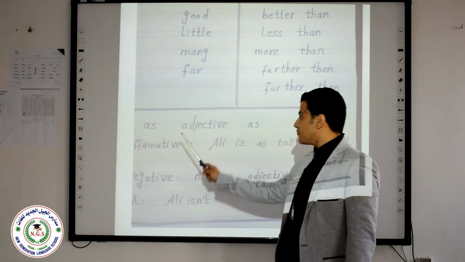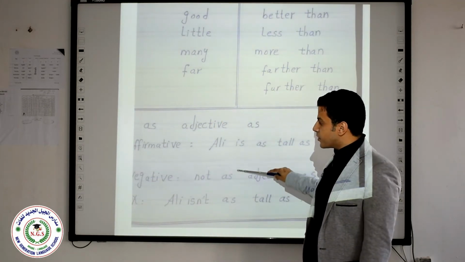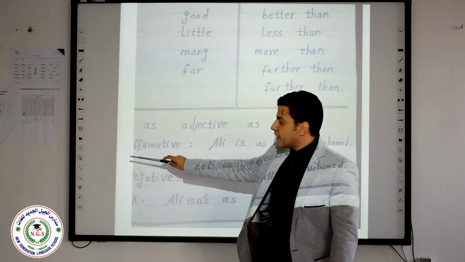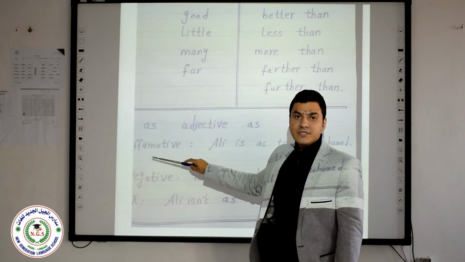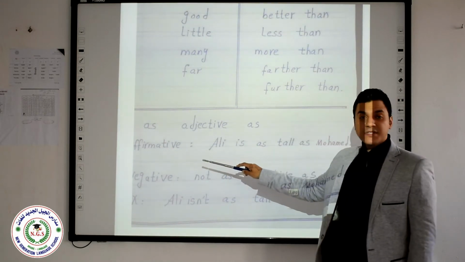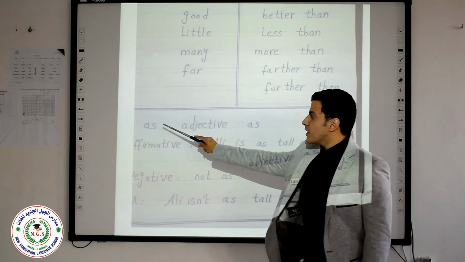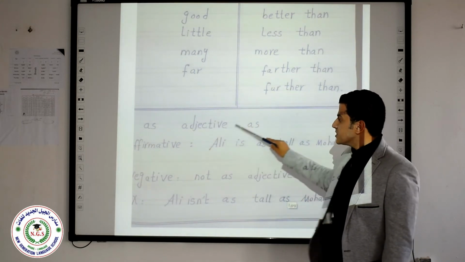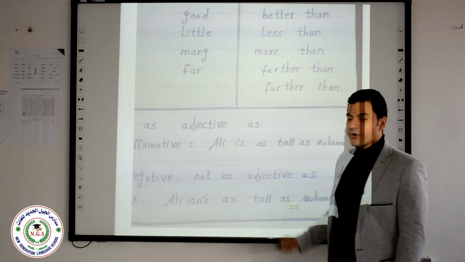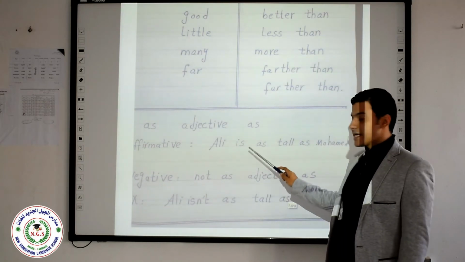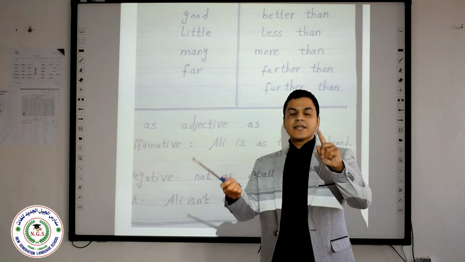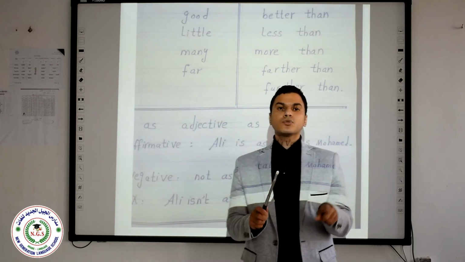We're going to put, if we talk about affirmative, as we have said before, affirmative طبعا, anyway, sorry for the cut. Here we have an affirmative, مثبت. If we want to make an affirmative sentence with the use of as, we're going to put as adjective as. We're going to put the adjective between as and as. For example, Ali is as tall as Muhammad. علي طويل زي محمد او علي في نفس طول محمد.